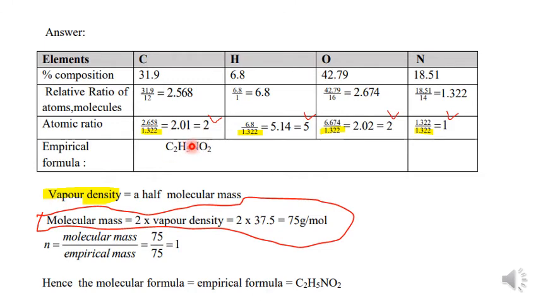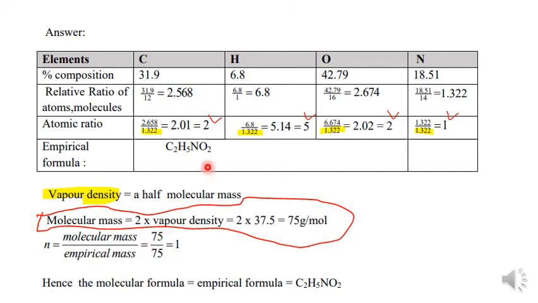Then you come with 2 carbon, 5 hydrogen, 1 nitrogen, 2 oxygen. Vapor density is equal to half the molecular mass. Then molecular mass is equal to 2 times the vapor density. It means that we take this density and multiply with 2 to have this molecular mass. Molecular mass is equal to this one. n is equal to the molecular mass divided by the empirical mass.